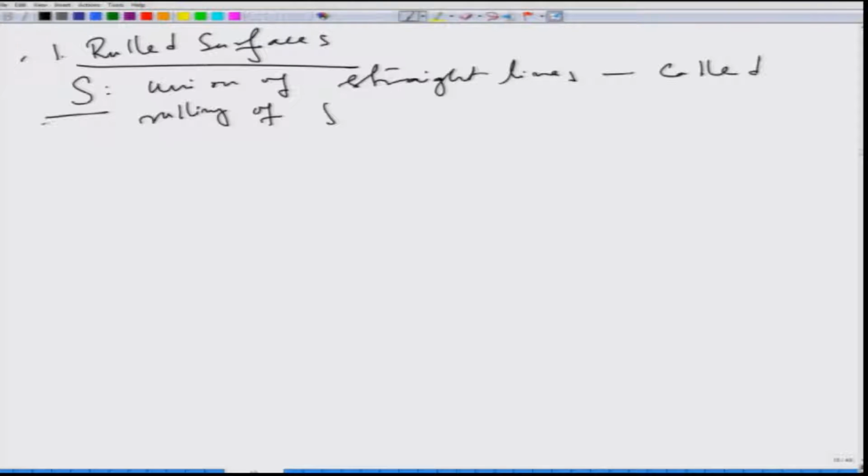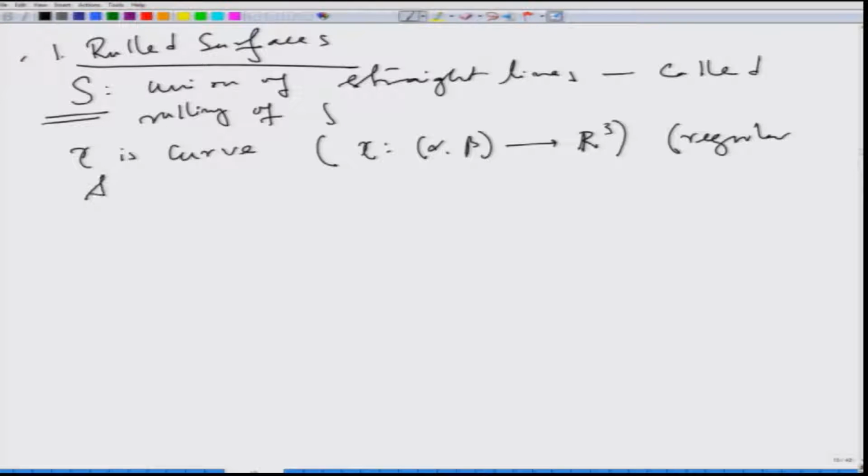So, suppose you look at the surface S and gamma is a curve, let us say gamma from alpha beta to R3, and it is regular, smooth, and gamma meets every ruling, that is every straight line on S. Okay. So, what is happening here?